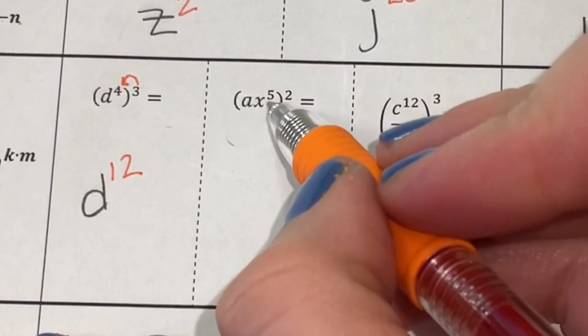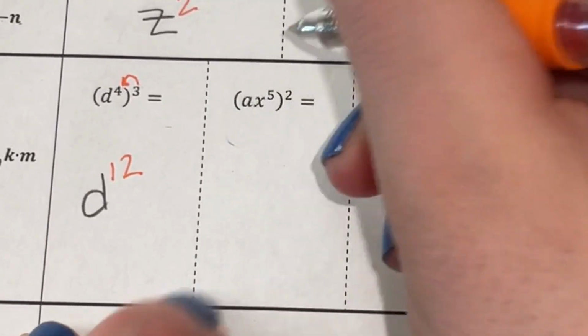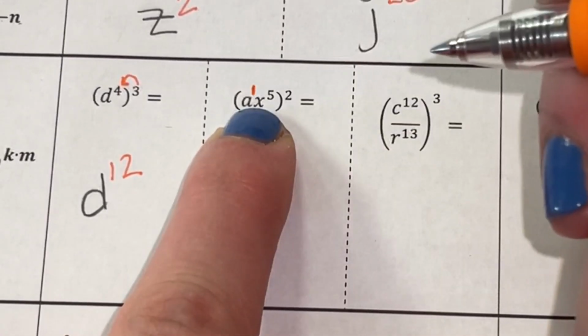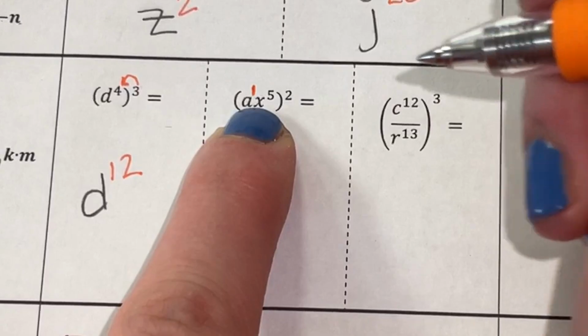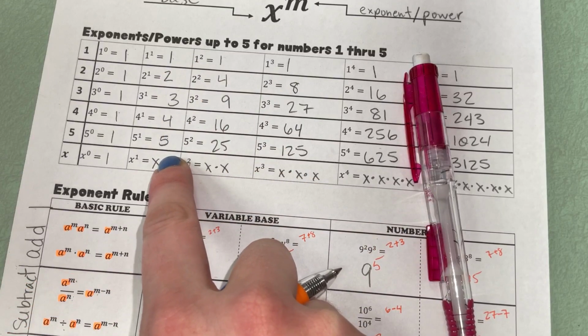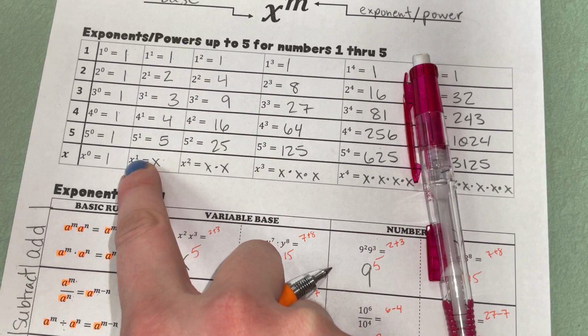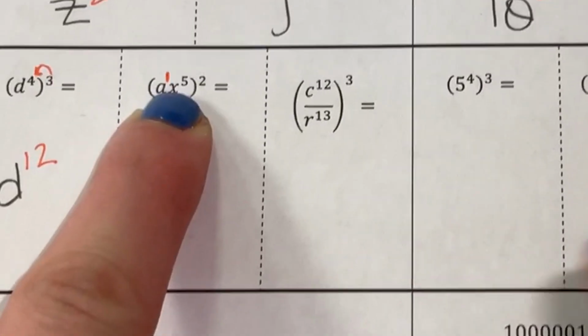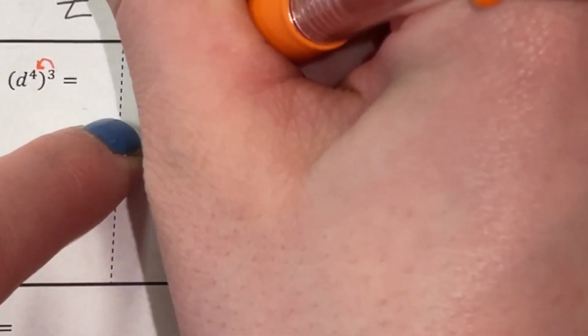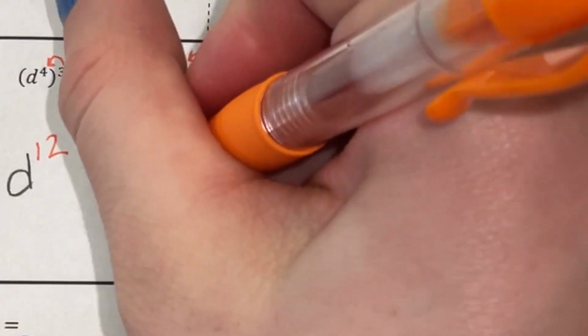Then we have a x to the 5th, all squared. Well, see this a here? Now technically, there's a 1 on that a. There's an exponent of 1, just like before. Any single number like this technically has an exponent of 1, all right? So I'm gonna distribute. So I have to do 2 times 1 and 2 times 5. So this gives me that base a becomes a squared, and that base x is now x to the 10th.